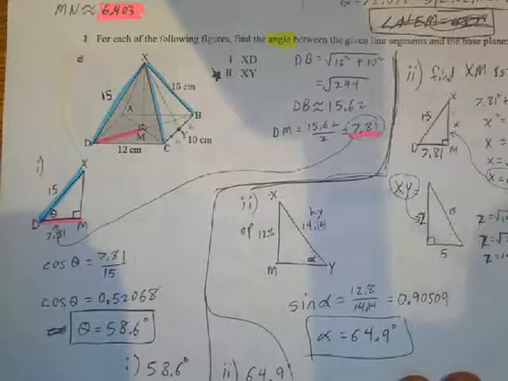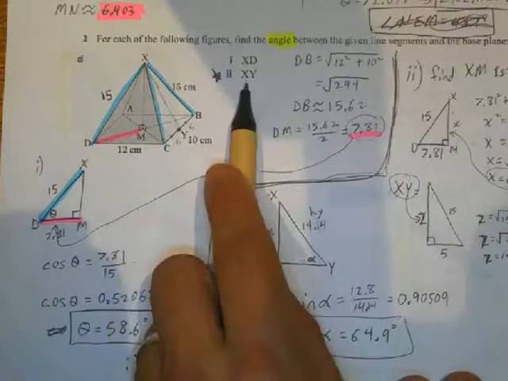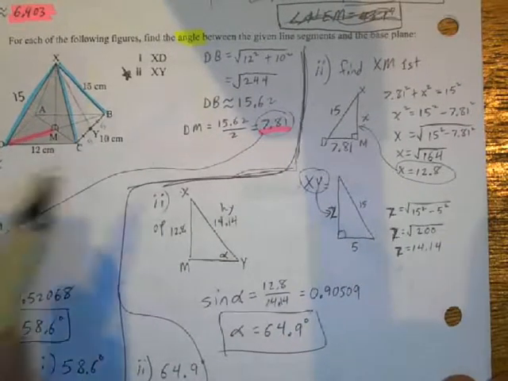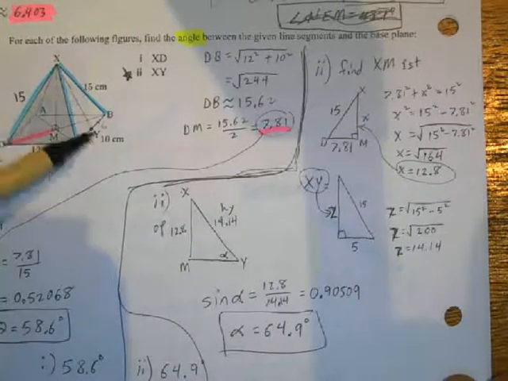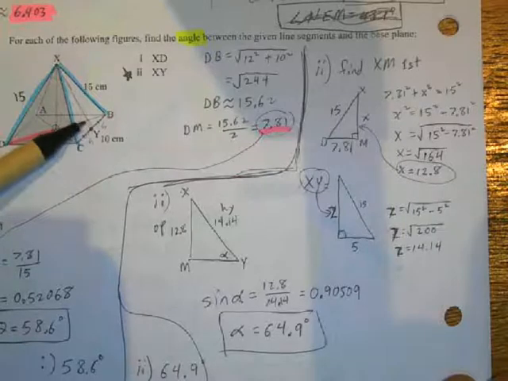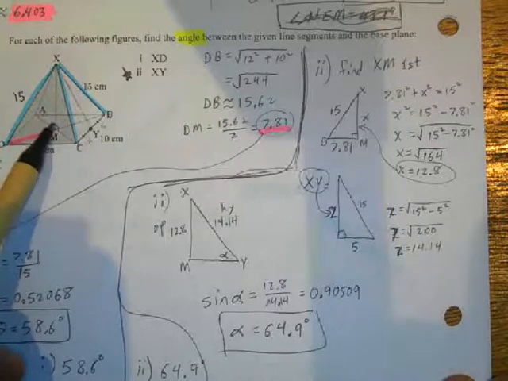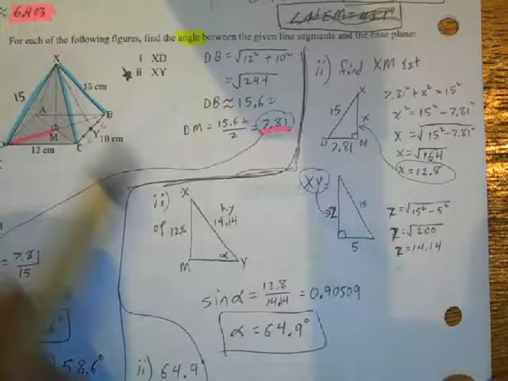You may want to hit pause. Let's look at question 2. Solve for XY. This one was a little bit trickier. So XY is this side right here. So we don't know that length, and we know we have to do XY to M.